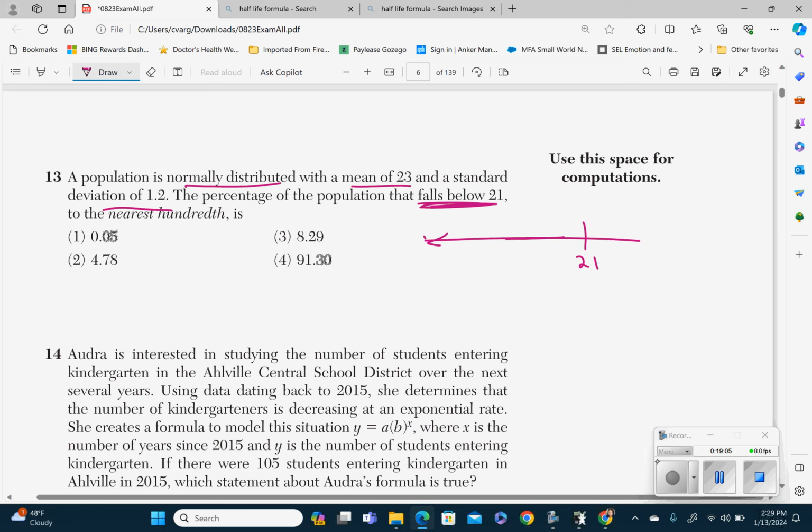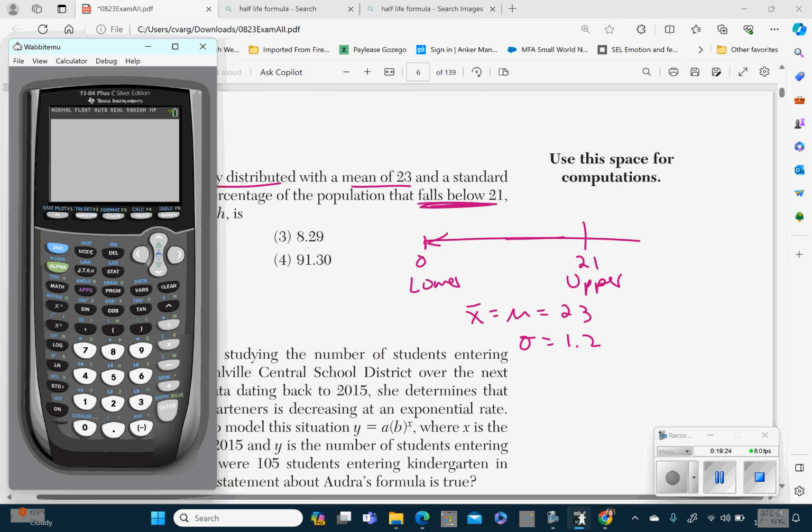So below that, our range is going to be between 0 as our lower and 21 as our upper. Our mean is the same thing as our mu, which is 23, and our standard deviation is going to be 1.2. So where do I put these numbers into the calculator? You hit second vars, option number 2, and I did not teach you this, but this is an easy one for you to do. Our lower is 0, our upper is 21, our mean is 23 and our standard deviation is 1.2.